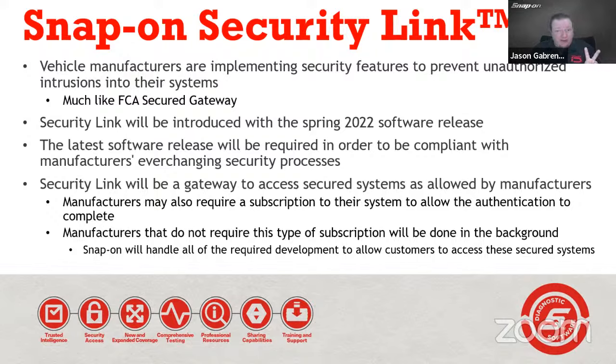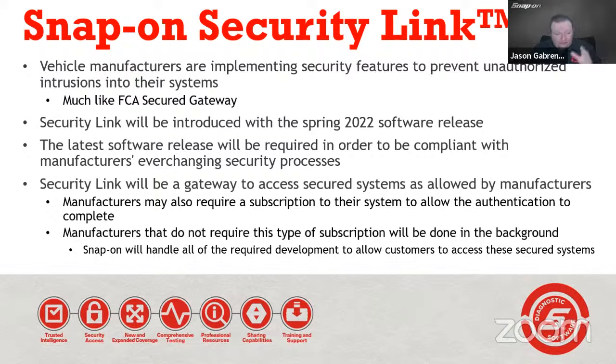So right now there's really only two manufacturers that are doing this. FCA, as we know, and then the other one is Ford. Now, in Ford's case, it is seamless in the background. On 2018 and newer Ford vehicles, some of those functions are behind security, but as we said, we handle all the required development in the background. You wouldn't even know, except there's one screen that comes up, and I'm going to try and point it out to you a little bit later. It flashes so quick you kind of miss it. There is a screen that says establishing security link connection for Ford.